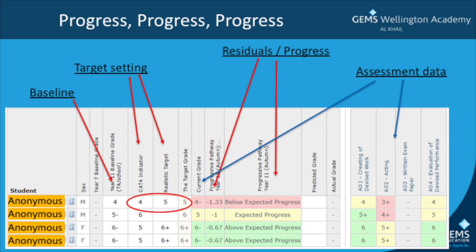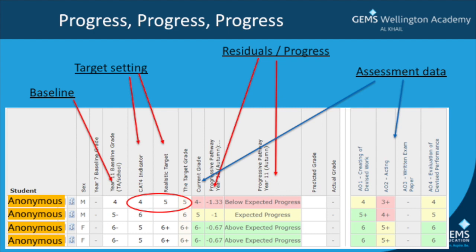Now, in terms of target setting, we use CAT 4 indicators as a minimum expectation of where students need to be. And if a teacher does not think this is aspirational or challenging enough, we input a realistic target. And that is really important. For us, progress is measured based on whether the child has met their target at the end of the year. Now that's very easy at the end of the year, but throughout the year, it's quite difficult for us to measure progress, so we use residuals, and those residuals are different as to whether the subject is progressive or modular.